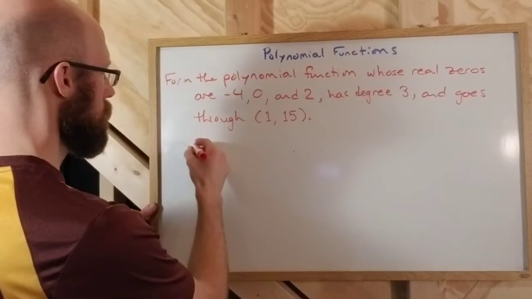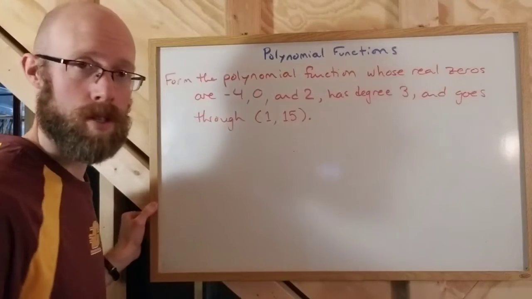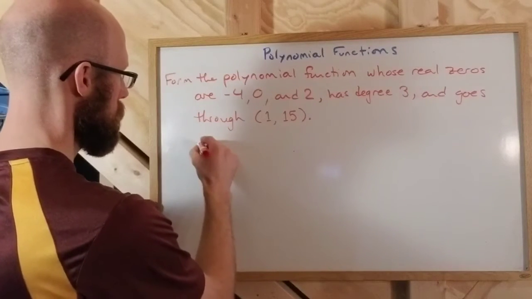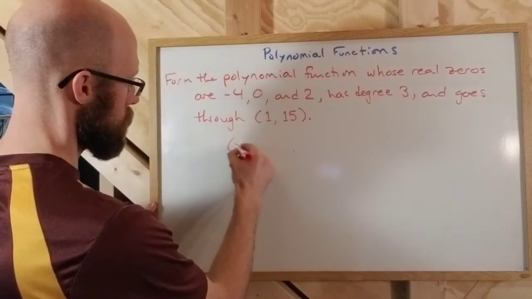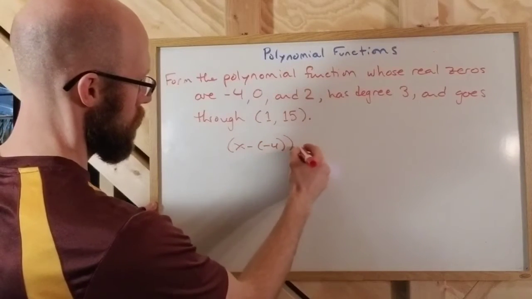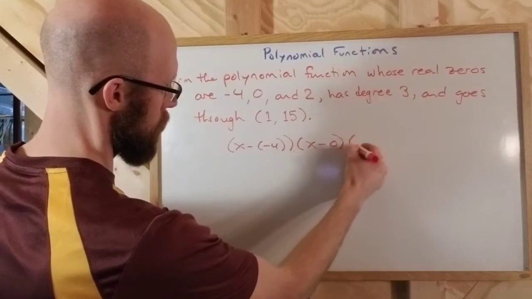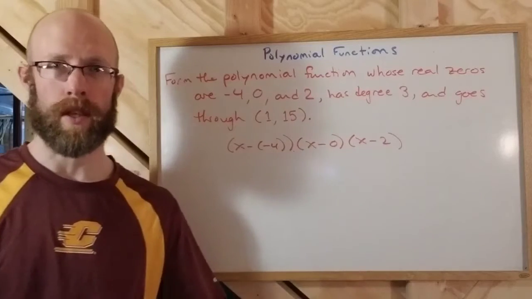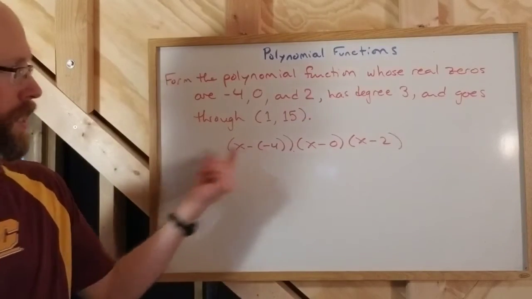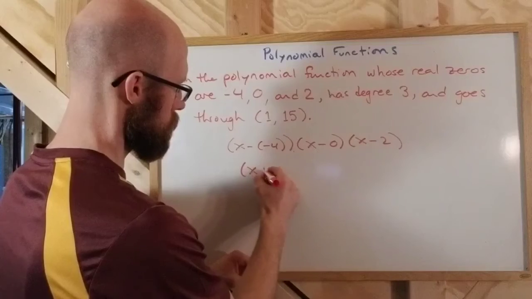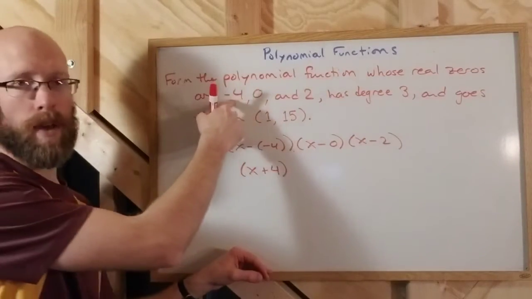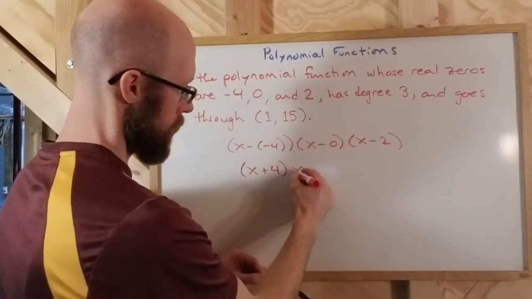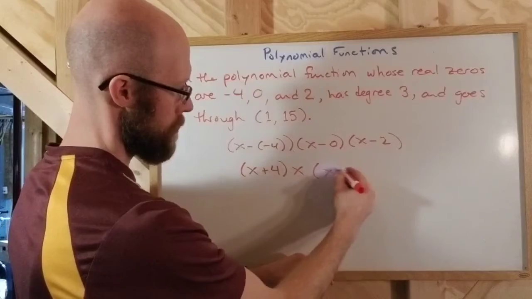To start this off, I would take each of these three real zeros and make them into factors, right? So I would definitely have x minus -4, x minus 0, and x minus 2. Now when you've done a few of these, you may just simplify it without writing it out like this. The double negative will make that a plus, so you're always going to use the opposite sign of what you have on the zero there. x minus 0 is simply x, and we have x minus 2.